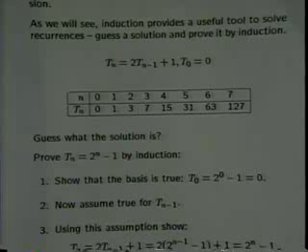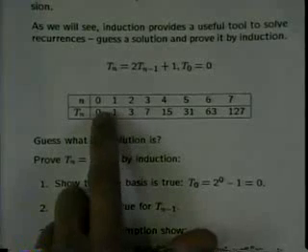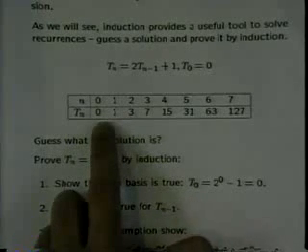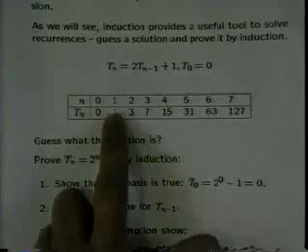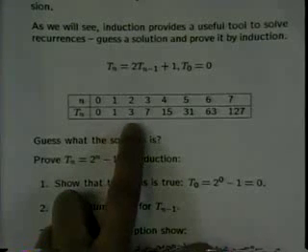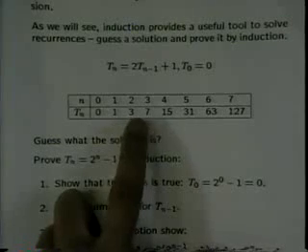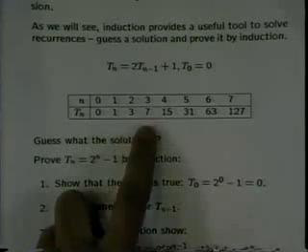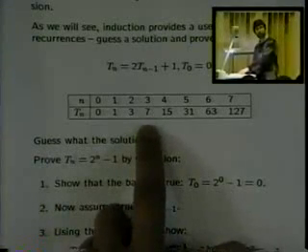So how would you solve such a thing? Well, the way that I would probably proceed is to start computing some small values. I'd plug it in. T of 0 is 0. T of 1 is 0 plus 1, which is 1. T of 2 is 2 times 1 plus 1, which is 3. T sub 3 is going to be 2 times the previous one, which would be 6 plus 1, which is 7.